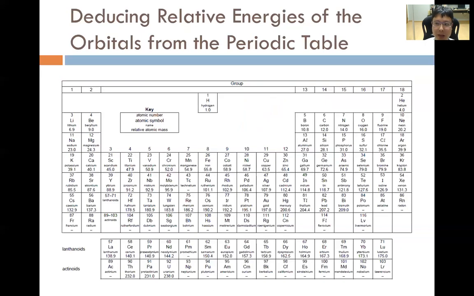The next thing that we learned is that the atomic orbitals have different relative energies, and we need to be able to deduce the relative energies before we are able to put electrons into the orbitals correctly. We learned that there's such a thing called the principal quantum number, which is basically the energy level. The lower the energy level, the lower the energy of the atomic orbitals. And we can get the relative energies of the orbitals by reading it off correctly from the periodic table. The way we read it is from top to bottom and left to right. So from top to bottom, this is principal quantum number 1, and this is the S block. This is the P block, and this is the D block.